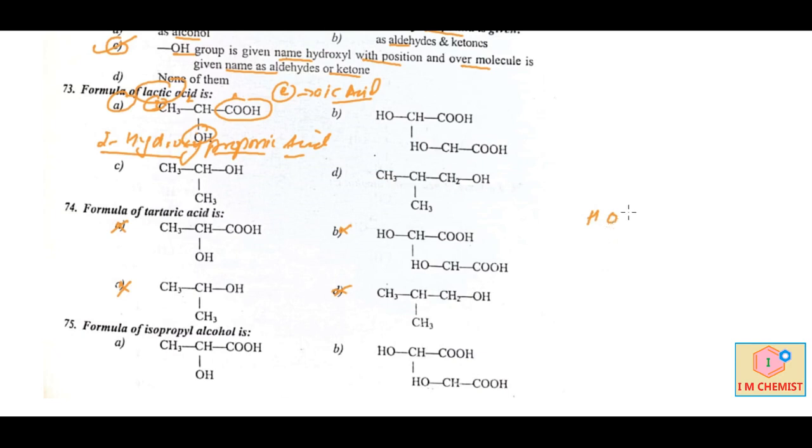Let me rewrite this once again. This hydroxyl group is attached with carbon, that is further attached with another carbon atom, and this carbon is again attached with hydroxyl group. Now this carbon is attached with carboxylic acid group, this is also attached with carboxylic acid group. Now in order to satisfy the valency, you have to add hydrogen with this carbon atom. Now this is the correct formula for tartaric acid.